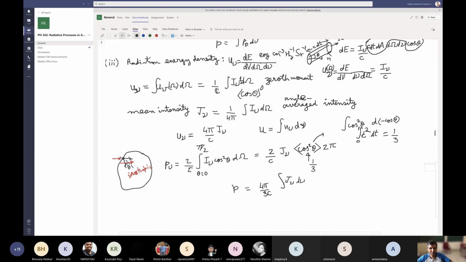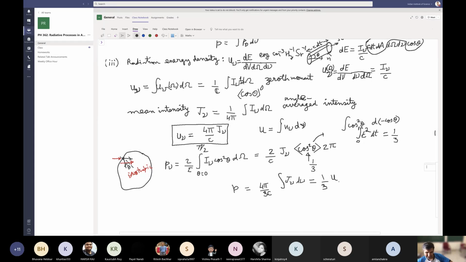So this is like 1 by c. Just a second. Yeah, so U nu is this U. Okay, so this is your U nu, and this is your P nu, which I have actually integrated over nu. So this integral over d nu is trivial. So pressure is nothing but 1/3 of the energy density.